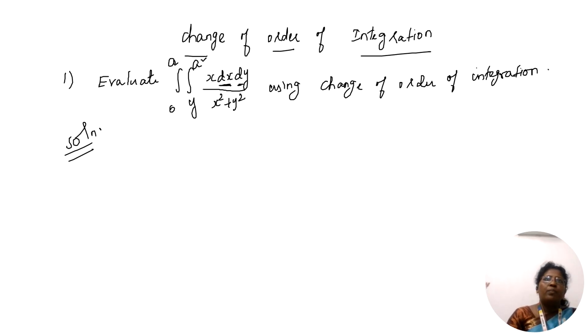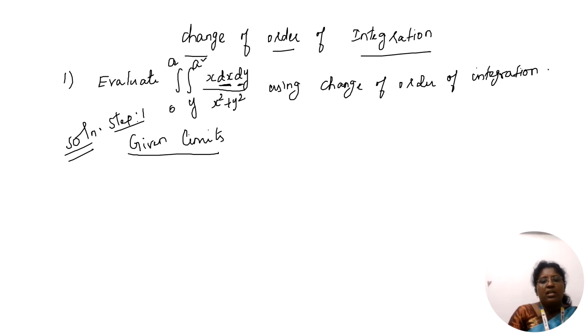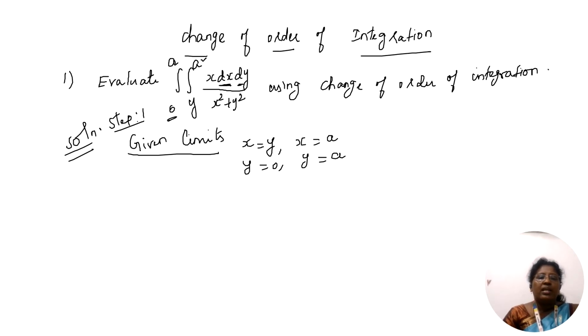Now we'll proceed with the same limits. Step 1: we write the given limits. The x limits are x equal to y and x equal to a. The outer integral limits, the y limits, are y equal to 0 and y equal to a. In step 1 we write only the limits given in the integral.